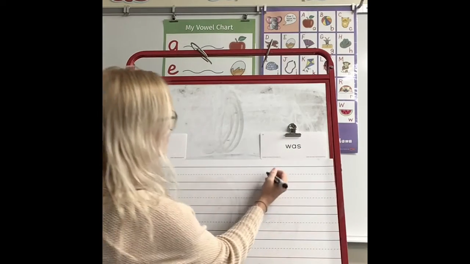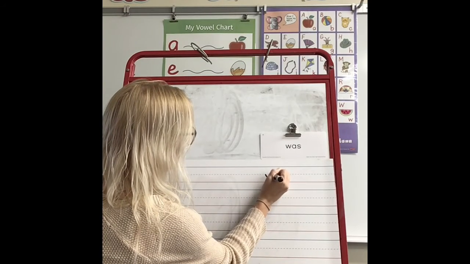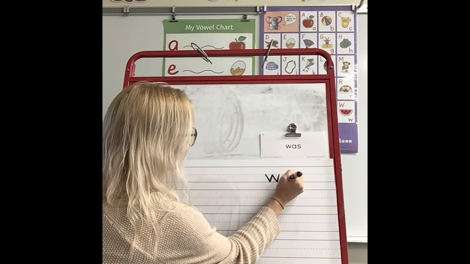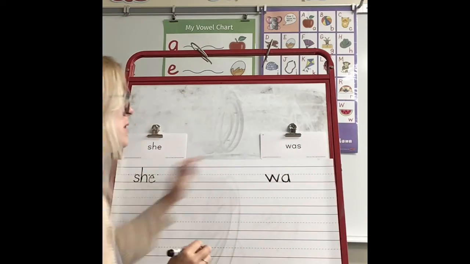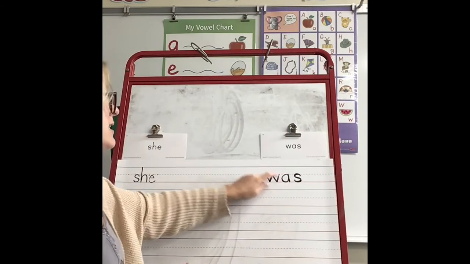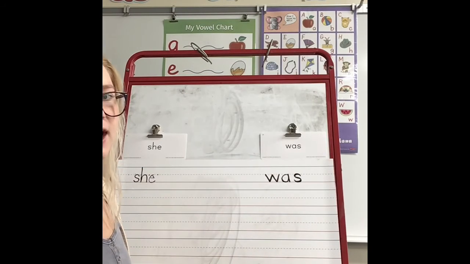I'm going to write was on the writing lines. I start with W. I go down, up. Now my small a. I go around, up, down. And now my small s. I go back and around. Was has all small letters, so they stayed below the dotted line.